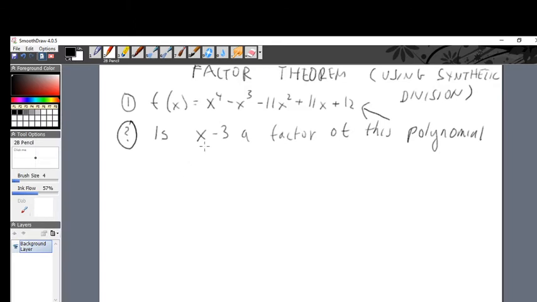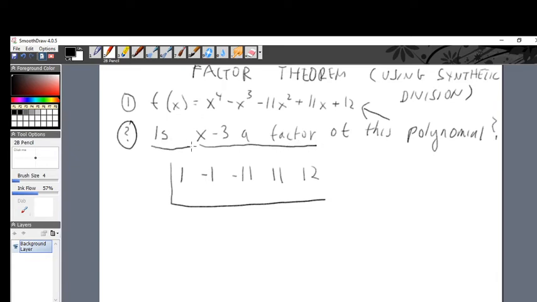We're going to use synthetic division exactly over here, but be very, very careful. Put a 1 here, and then a -1, and then a -11, and then a positive 11, and then a positive 12. Now you'd be tempted to put a -3 in the upper left-hand corner. Don't do that. If you ask the question, is x minus 3 a factor, do not put a -3 here. Put a positive 3.